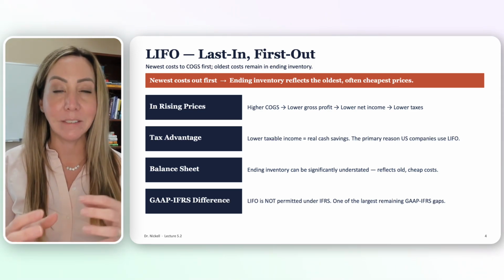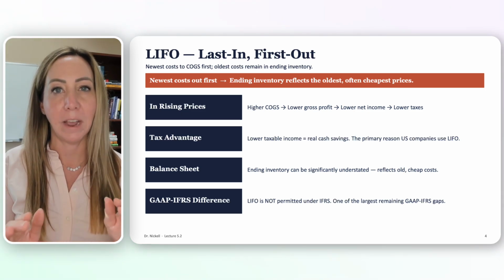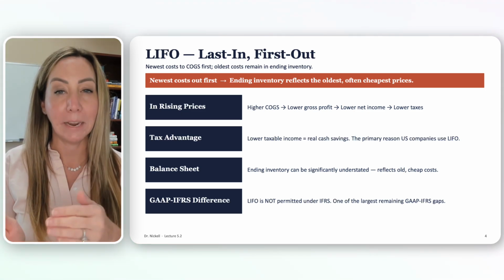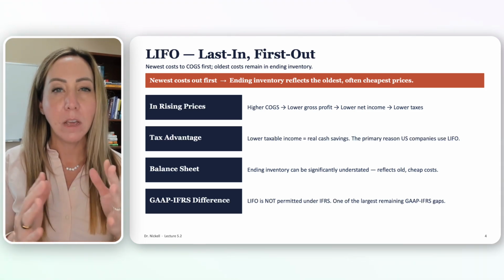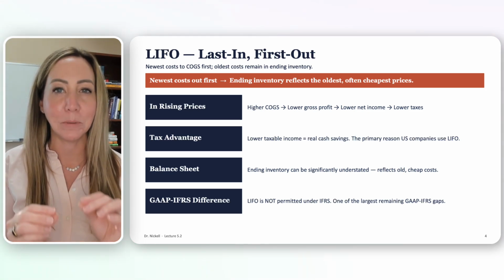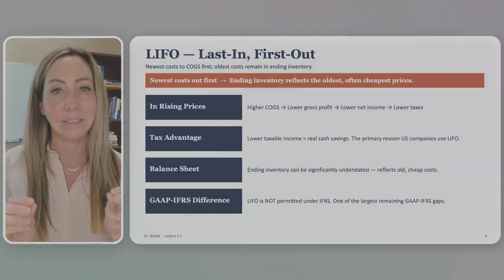Critical GAAP IFRS difference: LIFO is not permitted under IFRS. You cannot directly compare its financials to an international competitor's without adjusting for this difference. This is one of the most significant remaining gaps between US GAAP and IFRS.